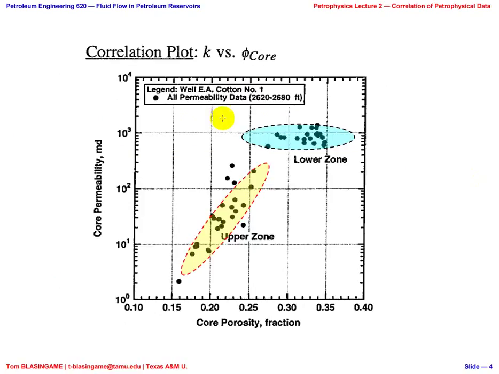Okay, so as I mentioned, the lower zone, there's really no need to try to correlate the permeability because it's basically constant. The upper zone does have some character, and we might be able to do something with that. Again, this is core porosity and core permeability. Both of these are direct measurements in the laboratory, and they should be reasonable.